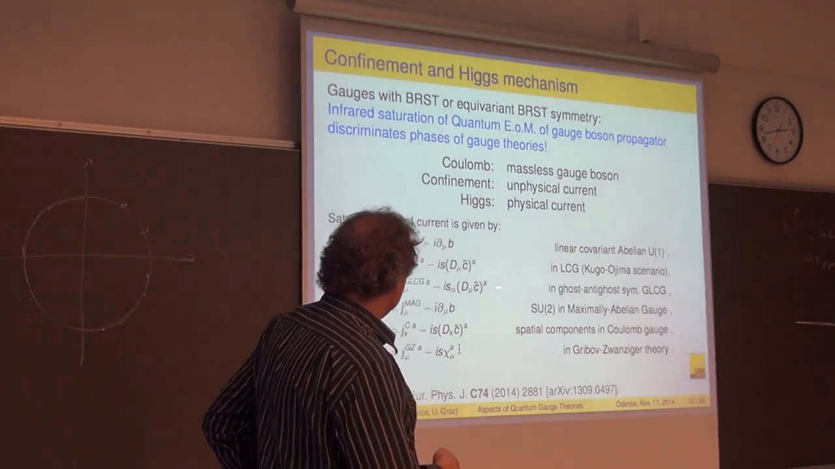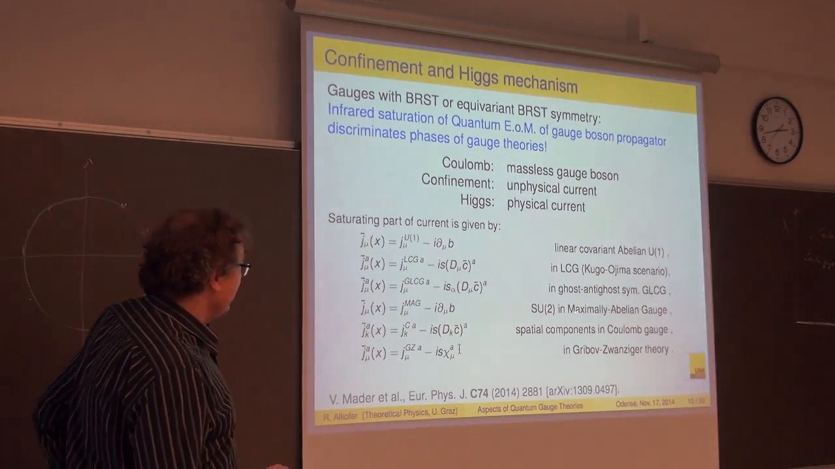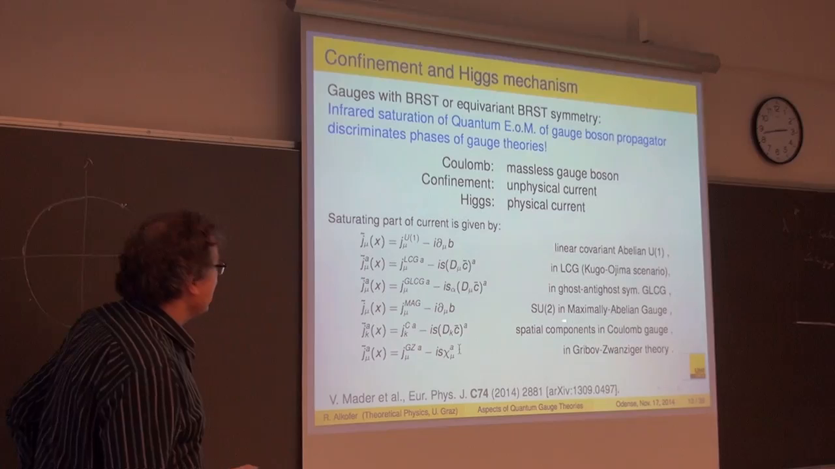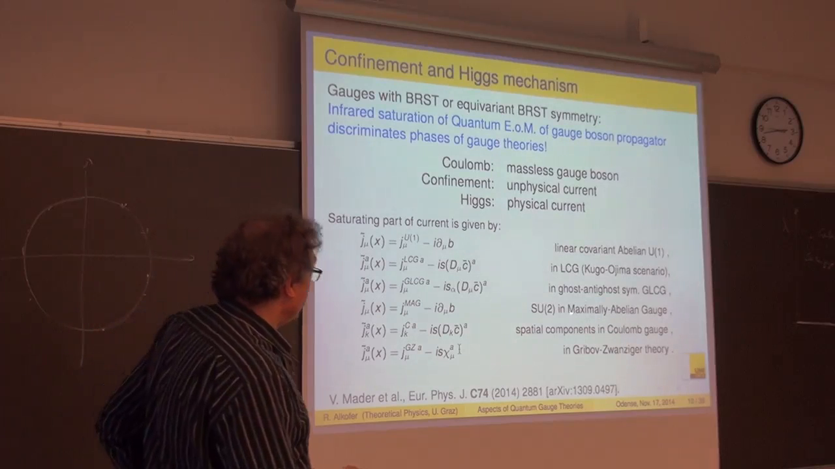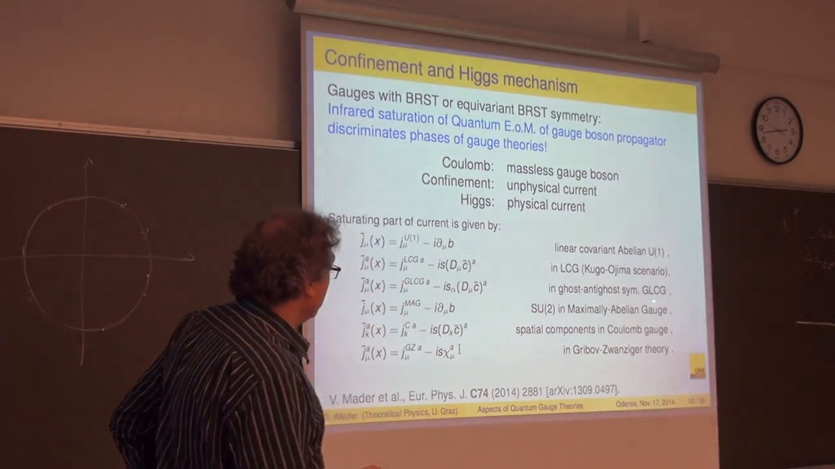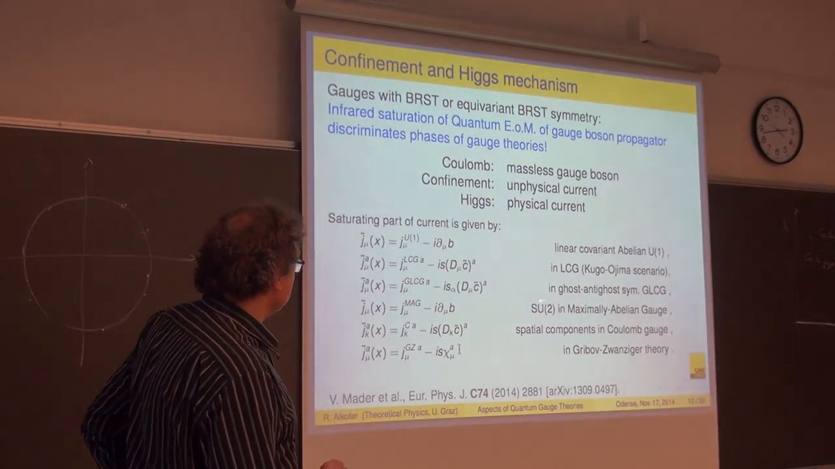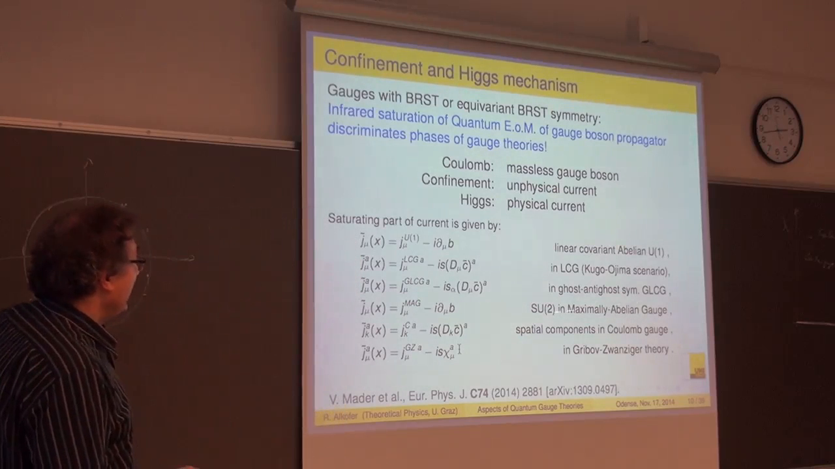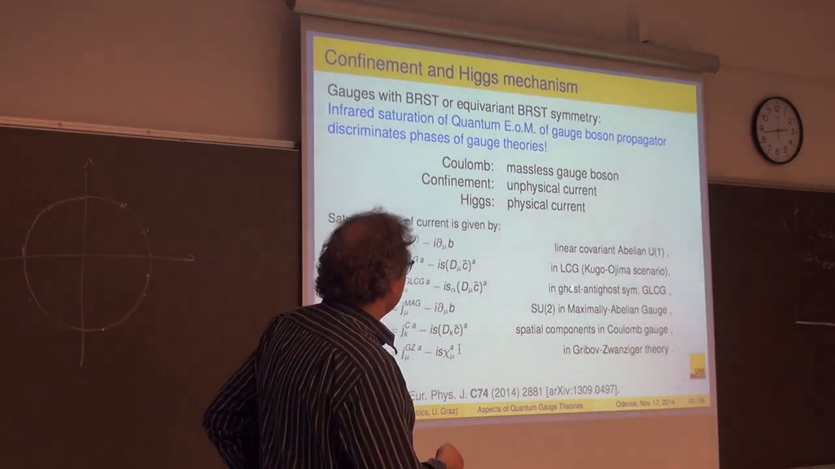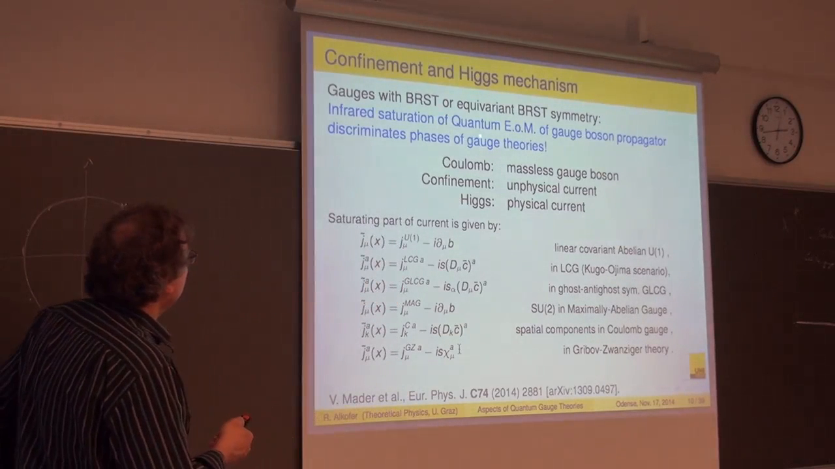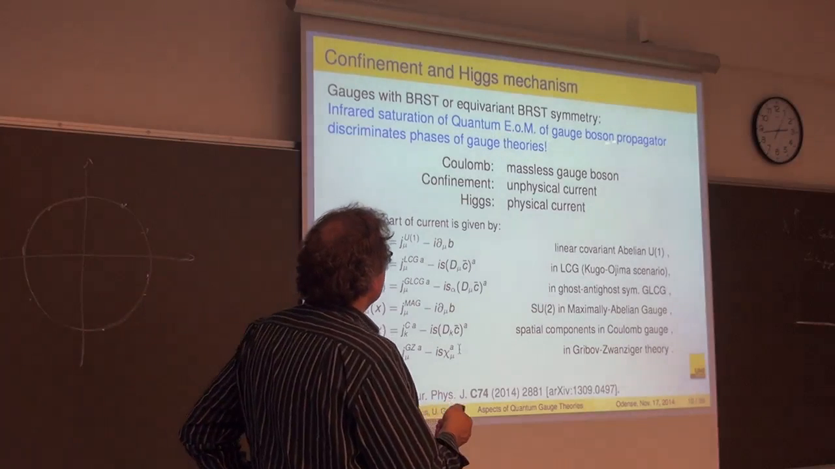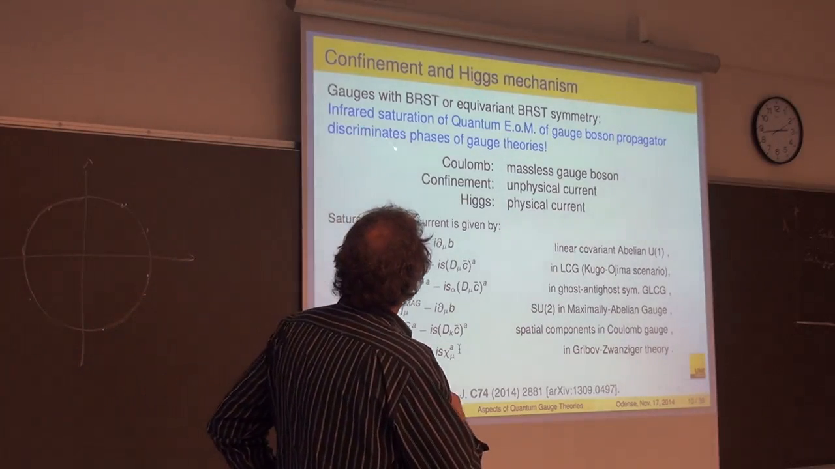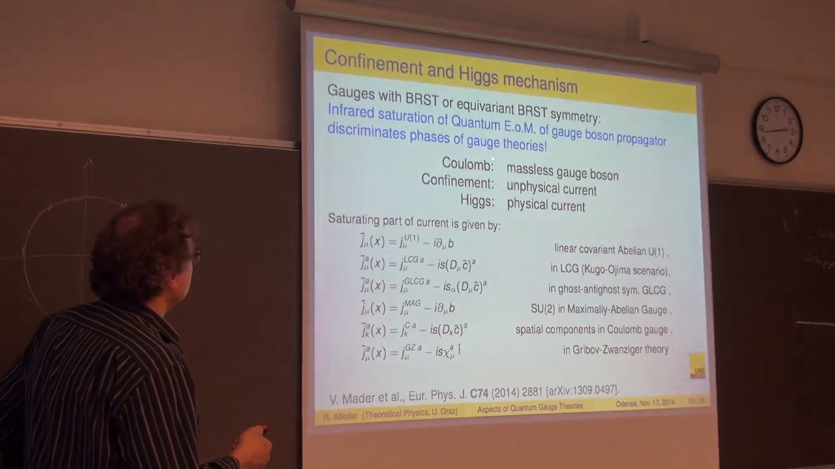And actually, we were more or less driven to this investigation by a paper from the 90s which said that Kugo-Ojima doesn't work in maximally abelian gauge. What we learned was that the people who claimed this took Kugo-Ojima very literally. But you need to go one level deeper, and what's one level deeper? You look at the quantum equation of motion of a gauge boson propagator, and our starting point was that this will discriminate the phases of gauge theories.